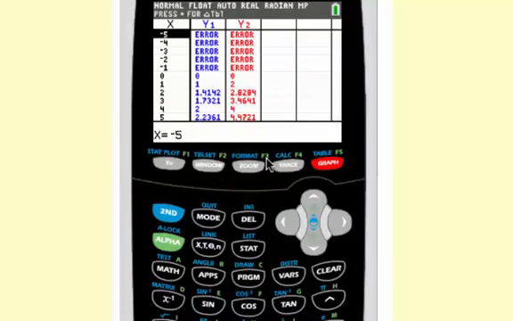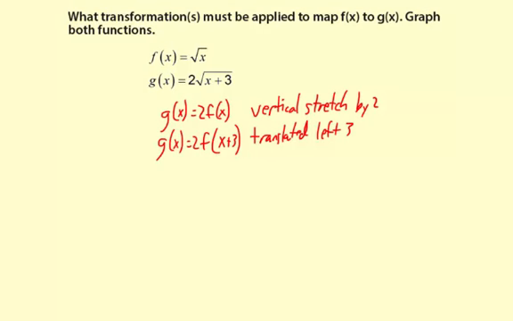And then when you added in that plus 3, that was a translation to the left. Okay, so these are our transformations right here. And I hope my using the calculator to graph them helped you visualize how the transformations work on this square root function.